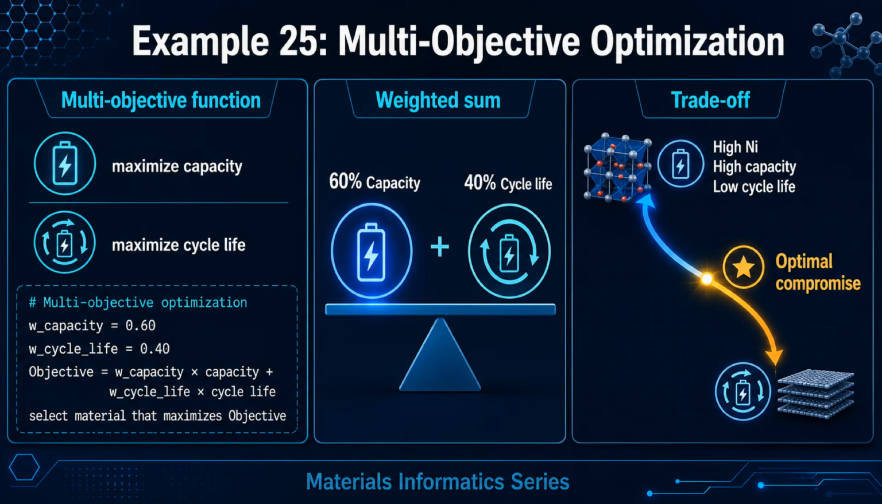Real battery design involves trade-offs. Higher nickel content increases capacity but reduces cycle life. We handle this by combining objectives into a weighted sum, here 60% capacity and 40% cycle life. The optimizer finds a composition balancing both goals. You can adjust weights based on application priorities. EVs might favor capacity, while grid storage prioritizes lifetime.